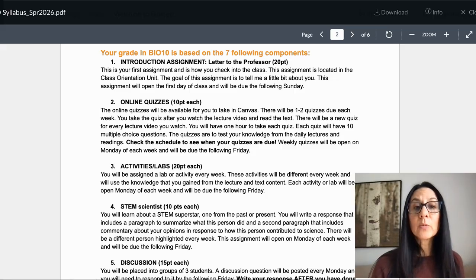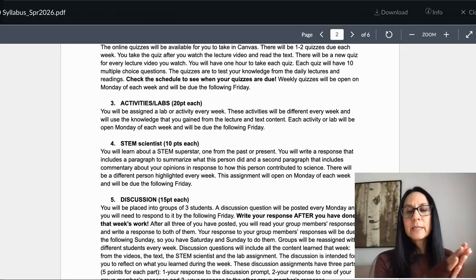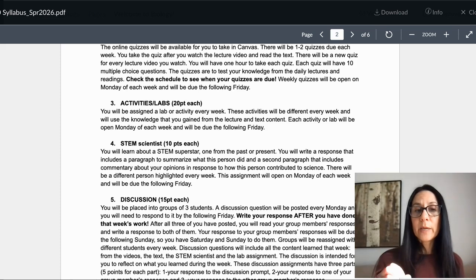Okay, then each week there's going to be 1 activity or lab. These are worth 20 points each. And this is where you're going to take what you learned in the lecture videos and apply it in some way, either solving problems or doing a lab or interpreting some data or interpreting a graph or something like that. And there's going to be 1 per week. The labs are due on Sunday, where everything else is due on Friday.